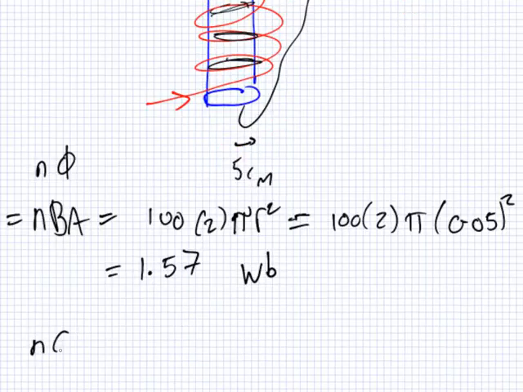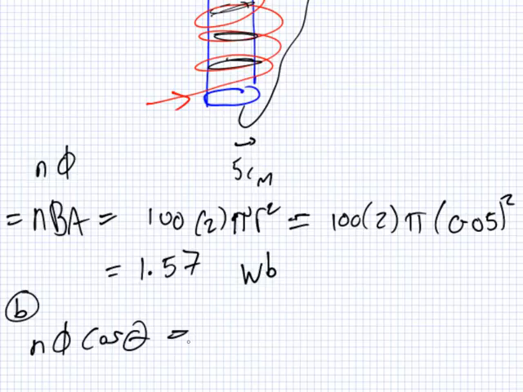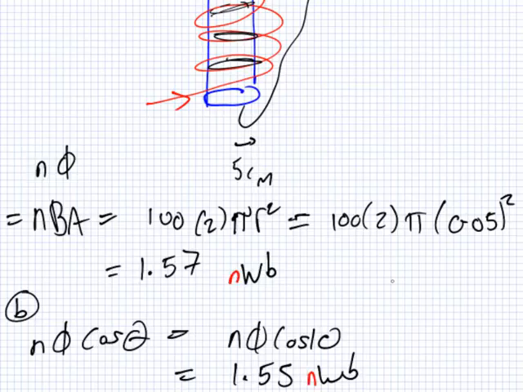If it is at an angle, then we just need to stick in a cos theta. So for part B, the angle is 10 degrees. If I just multiply this answer by cos 10, I'll get 1.55 Webers. Although some books write N Webers to show that you're counting them up over many different surfaces. I don't feel the need to write that in though. For me it's just Weber.